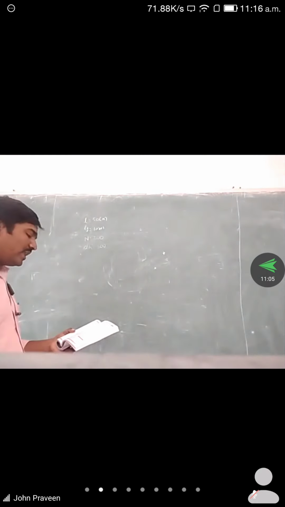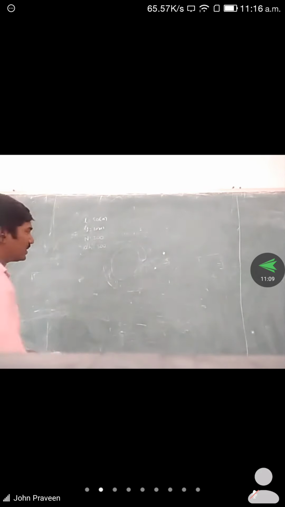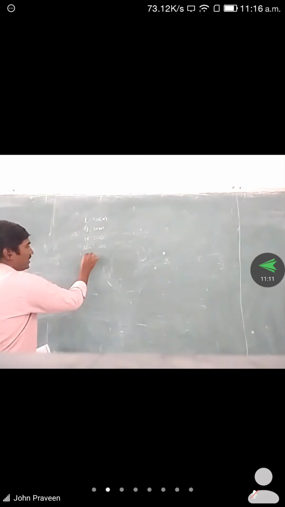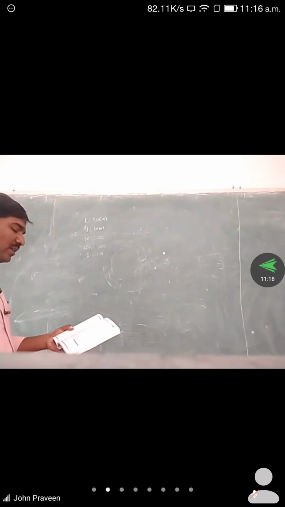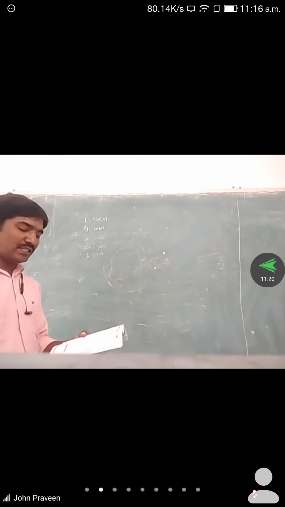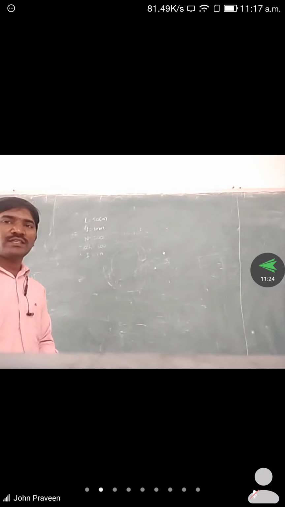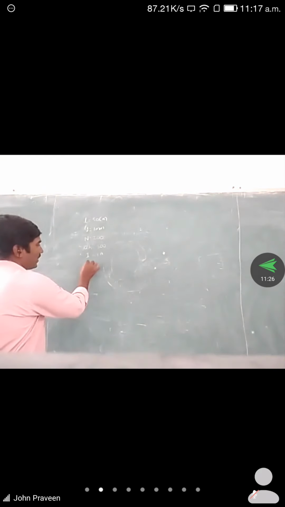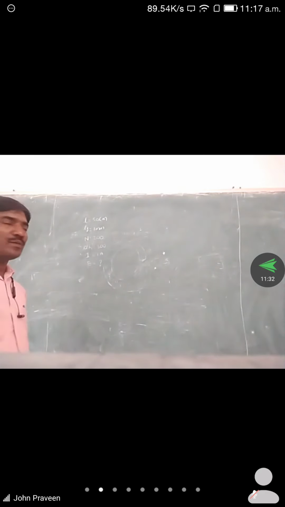Next, a current of 1 ampere flows through the coil, so I is equal to 1 ampere. Find out the flux density. Flux density means we want to find out the B value. B is equal to what? So this is our problem.